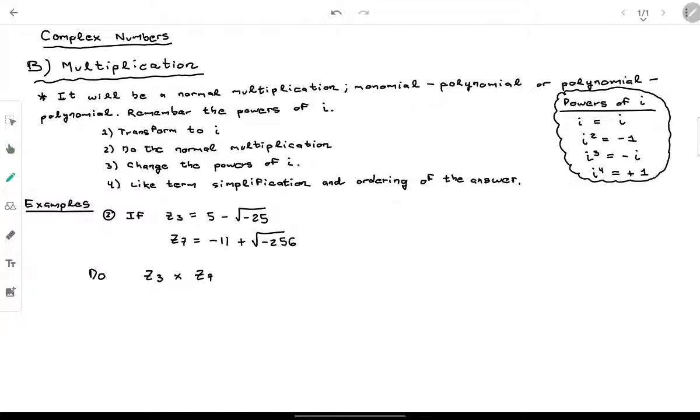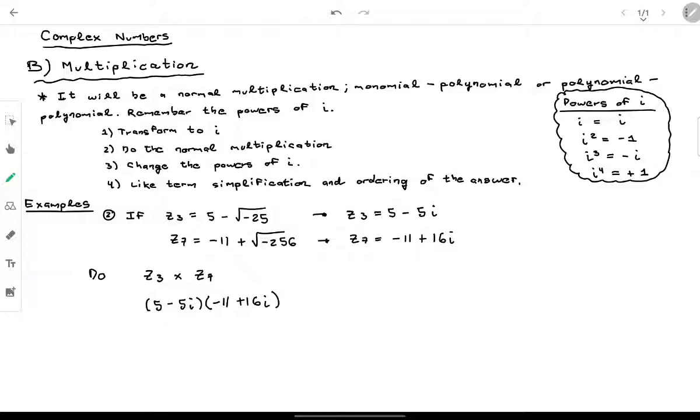In this second exercise, it's going to be very similar. It says if C3 equals something and C7 equals something, do the multiplication between C3 and C7. So in this case, we need to transform them to i. C3 is going to be 5 minus the square root of 25, which is 5, so 5i. The other one, C7, is going to be minus 11 plus 16i. So we need to do the multiplication: 5 minus 5i multiplies minus 11 plus 16i.